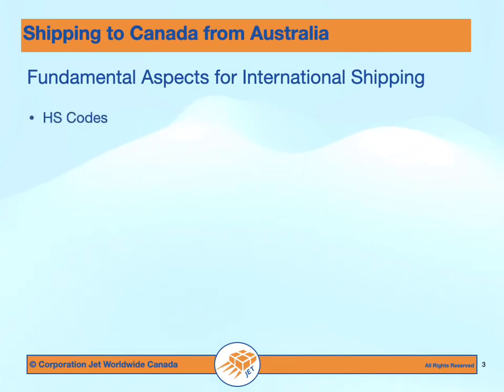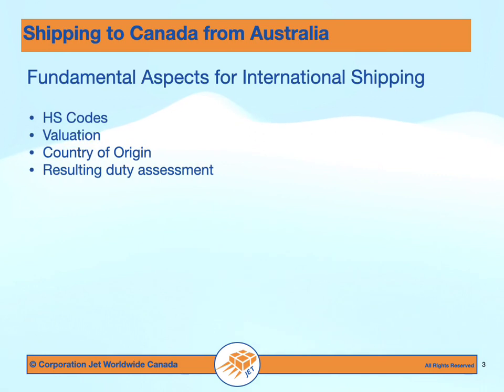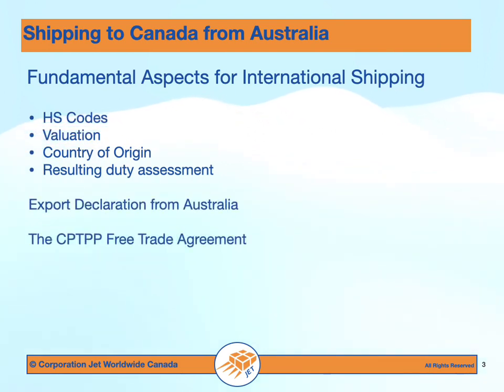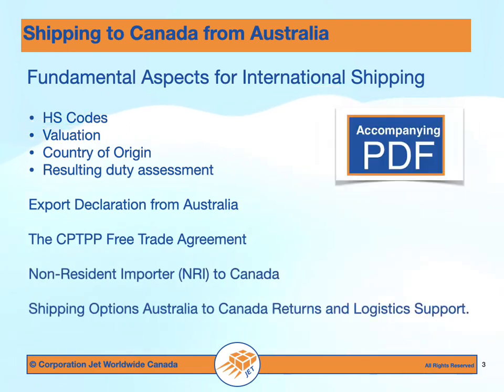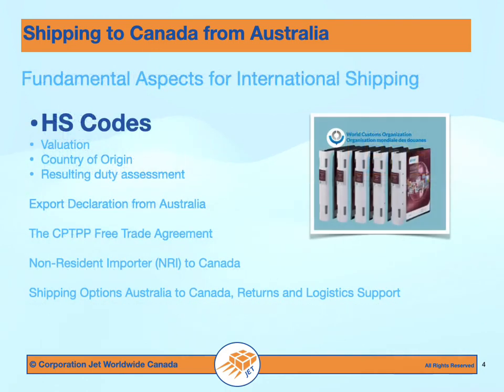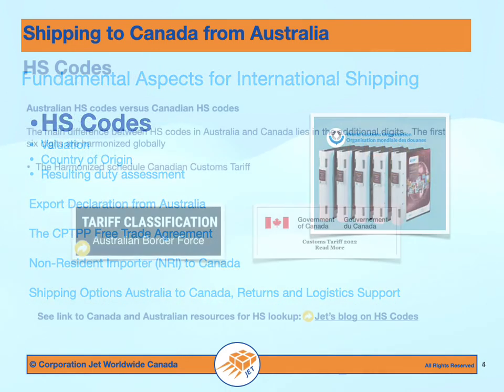To assist with navigating the video, each subject is presented section by section, from the data necessary for customs clearance, free trade, non-resident imports, to best shipping modes and parcel carrier options. An accompanying PDF with additional information and reference links is available on our website or in the description below. Let's get started. First up, HS codes.